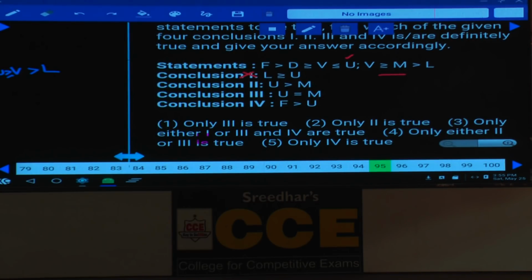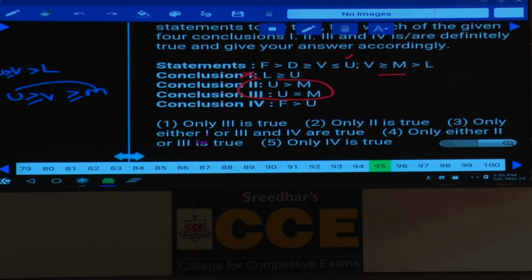And the relation between U and M. Now the relation between U and M, U greater than or equals to V, V greater than or equals to M. That means U is either greater than or equals to M, hence either greater or equal, that is either 2 or 3, isn't it? Then what is the next one here? And conclusion 4, F greater than U. Now between F and U there are two opposite symbols, no relation here. Then finally what is your answer? Either 2 or 3, that is choice 4. Done with this? Now this is about question number 95, choice 4.